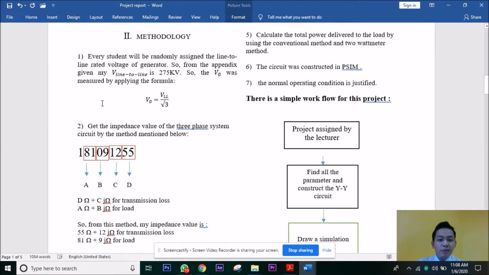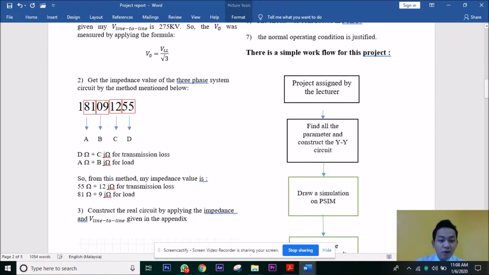Every student will be randomly assigned the line-to-line rated voltage of the generator. From the appendix, I get V line-to-line is 275 kV. So the V phase was measured by applying the formula V phase equals voltage line-to-line over root 3. And then we get the impedance value from our metric number. So you can see here, transmission line equals D and C, for loads A and B.